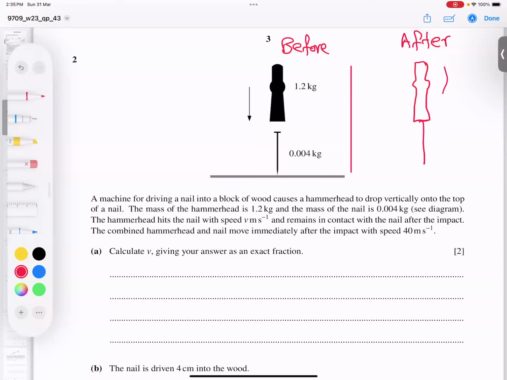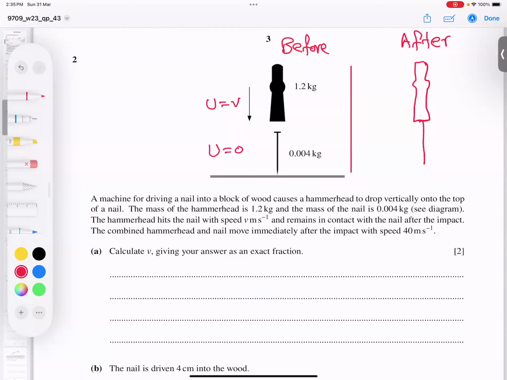Okay, they will behave as one particle. So, reading the statement further: the hammerhead hits the nail with the speed of V. So what is the speed before hitting? You can say that u is equal to V, and the velocity of the nail is 0 because it was at rest. This is before the collision.